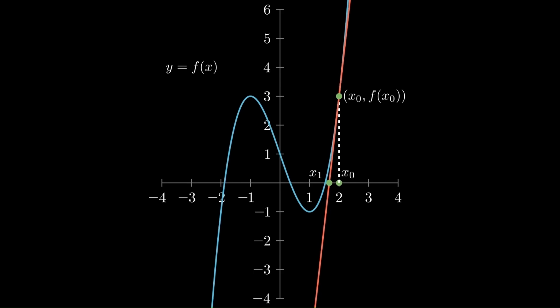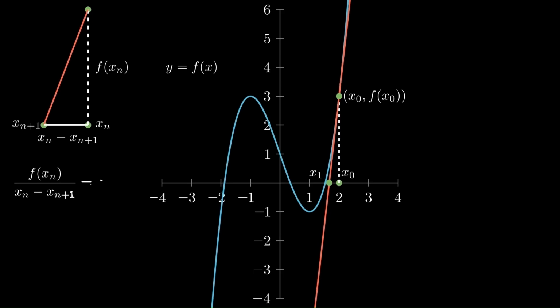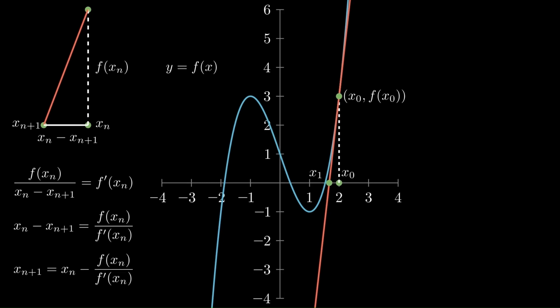Now to compute these terms xn, we can take a right triangle whose hypotenuse is the tangent line. The base is the distance between xn plus 1 and xn, so the n plus first and nth approximations, and the height is f of xn. Now we know that the slope is f prime of xn, and that gives us a formula relating the two terms. After some rearranging, we get xn plus 1 equals xn minus f of xn over f prime of xn.